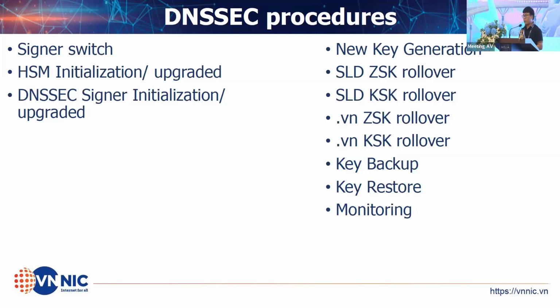We have to do this first, and then we generate the DNSSEC keys for the KSK and for the ZSK. For the key generation, we have to generate keys for all of our domains. We have about 80 zones, because we have the .vn zone and 79 second level domains under .vn.